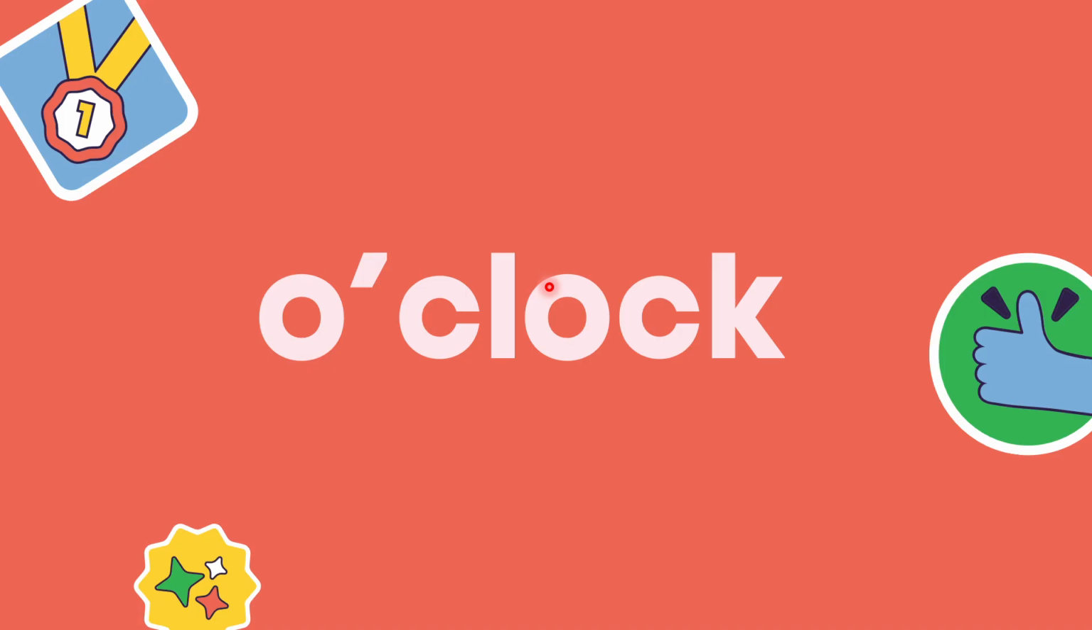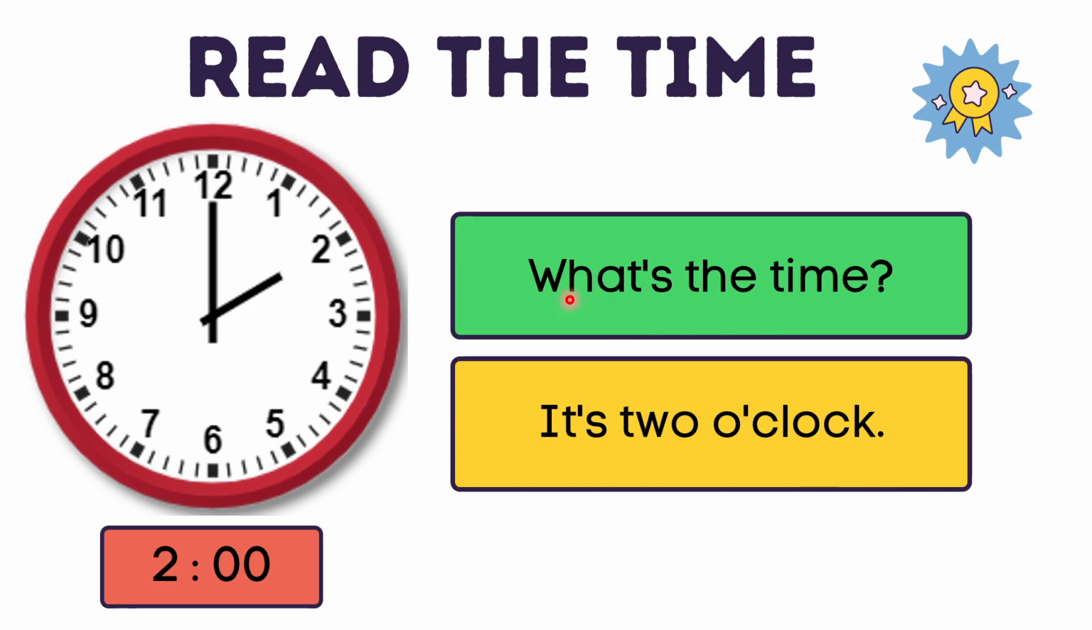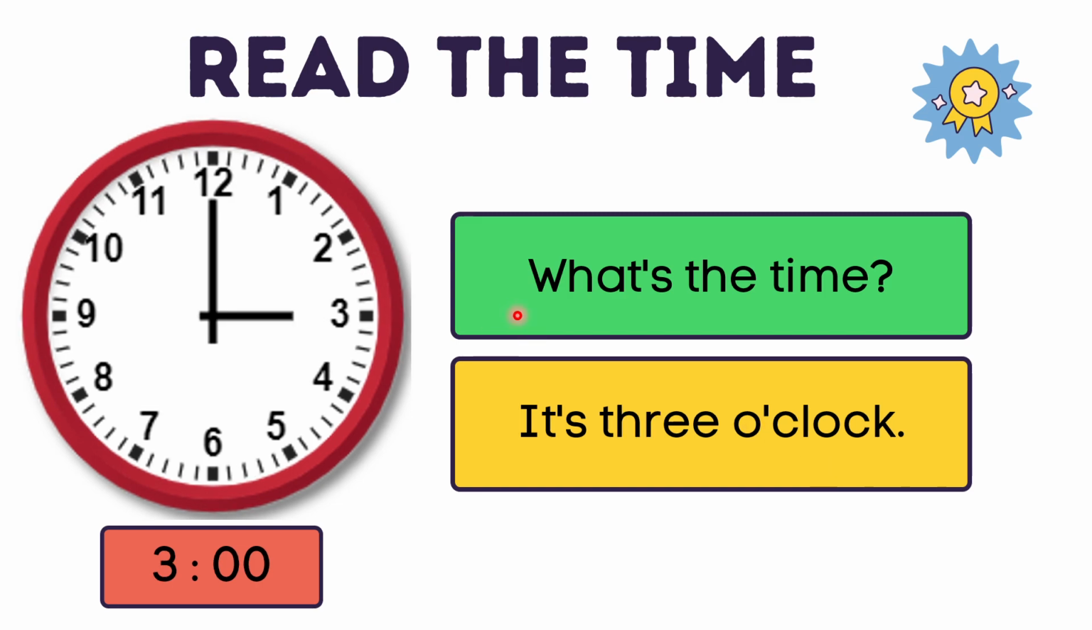Now we are going to learn how to say the word o'clock. What's the time? It's 1 o'clock. Look at the picture. What's the time? It's 1 o'clock. Next, what's the time? It's 2 o'clock. Next, what's the time? It's 3 o'clock.